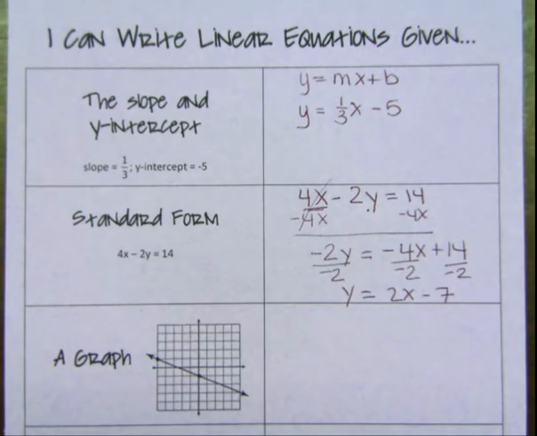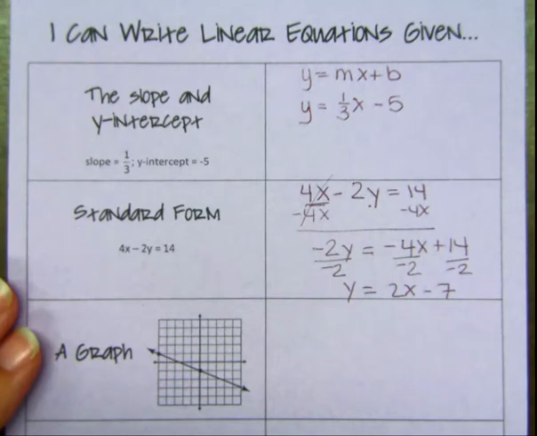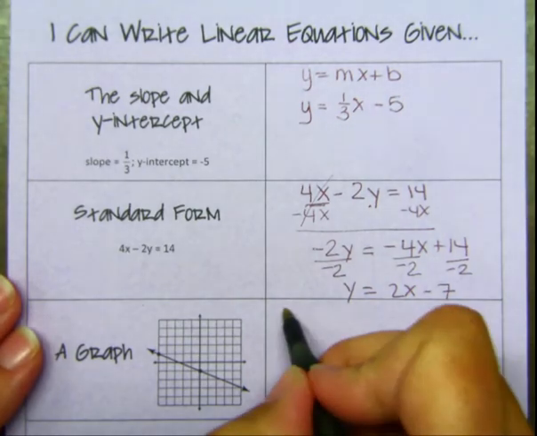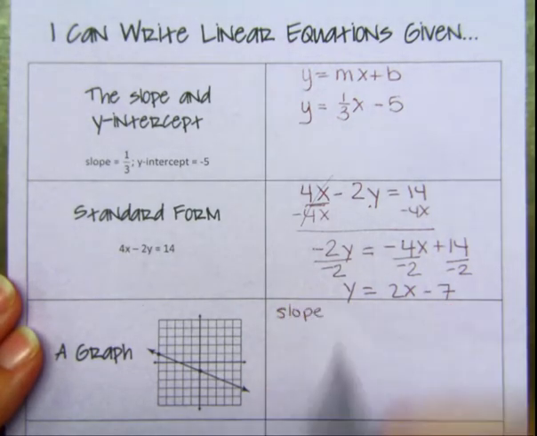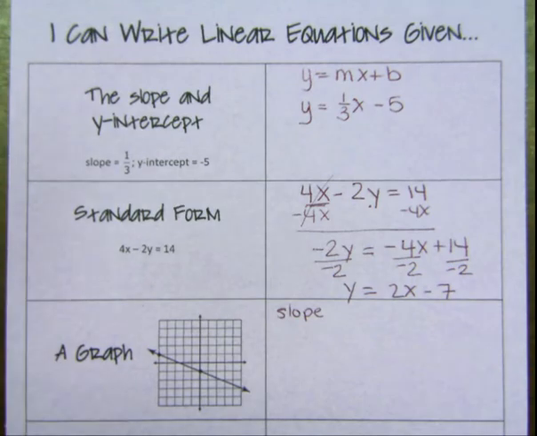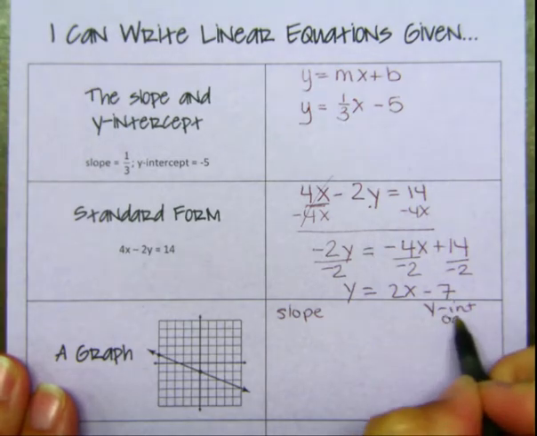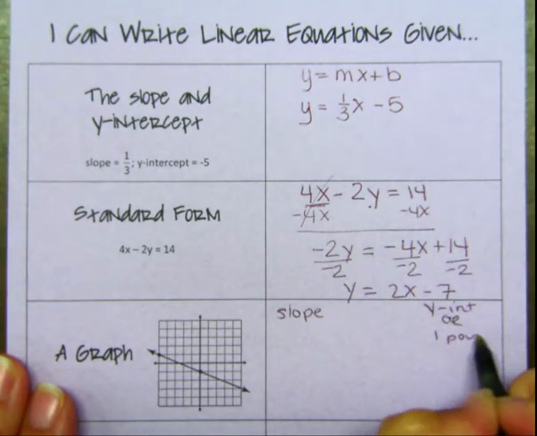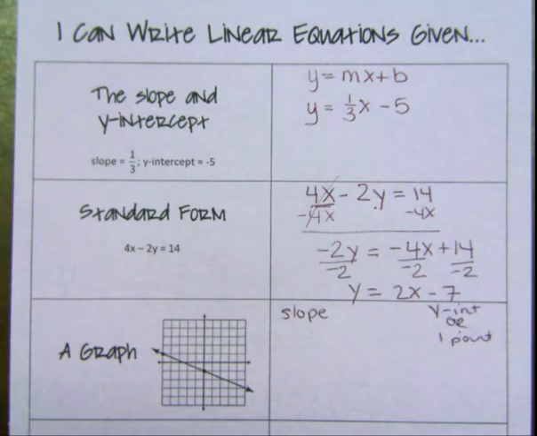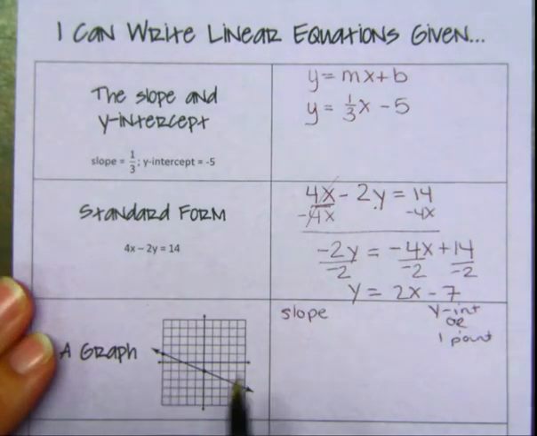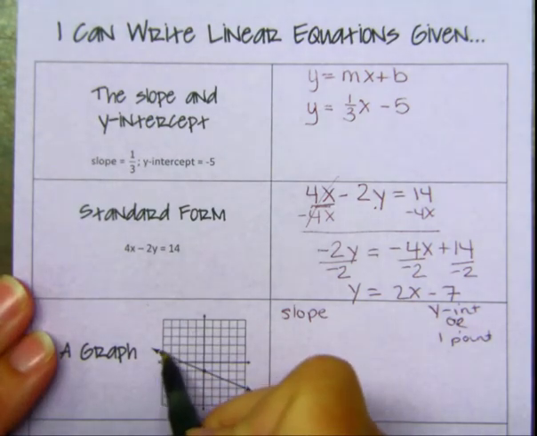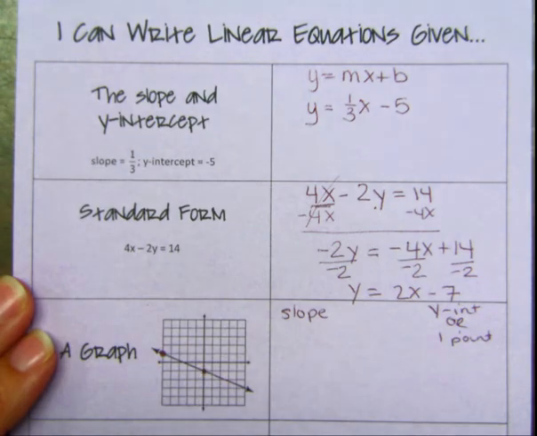All right, if we're given a graph, really you want to pick out a couple of things. You want to pick out the slope, definitely, and then either pick out the y-intercept or just one point on the line. So with this line, in order to find the slope, you want to pick out two good points. So I see a good point there and a good point there.